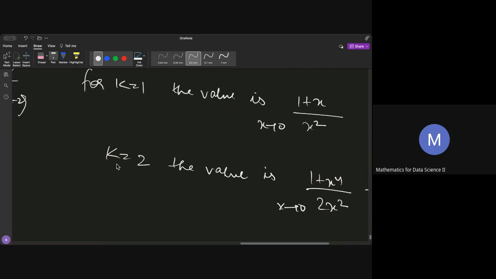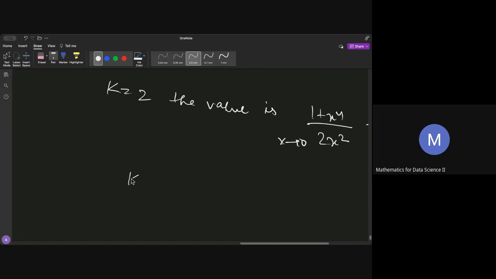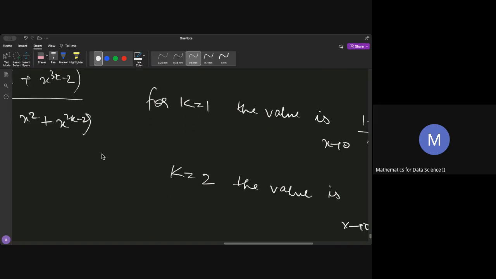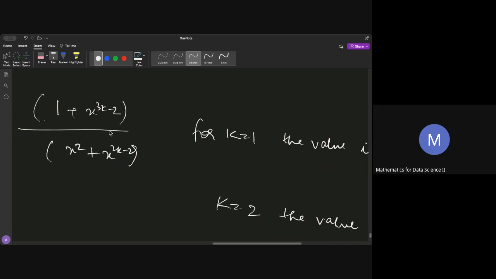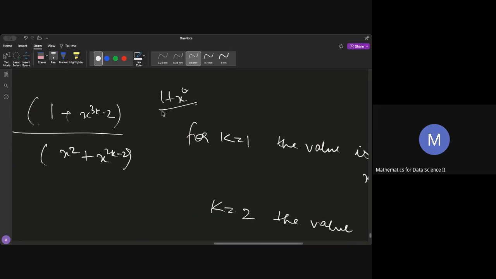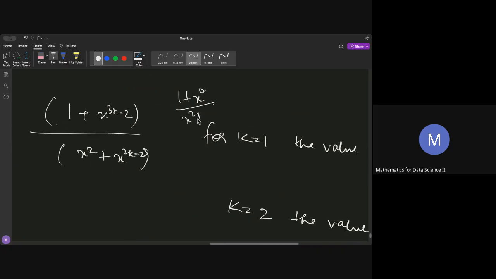Let's take k equals half and see what happens. Can we think of something else that gives us some different value? If I take k equals 2 by 3 here, I'll get this to be 0. And if I take 2 by 3 here, this will give me 1 plus x to the power 0. This is just 1. And this will be x square.